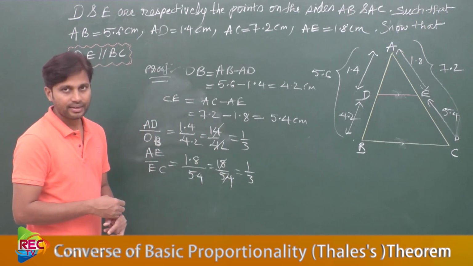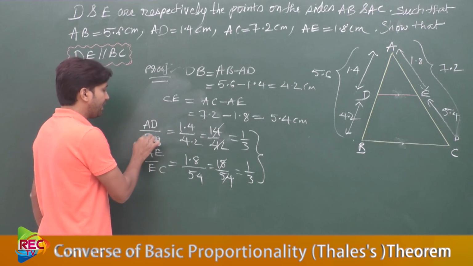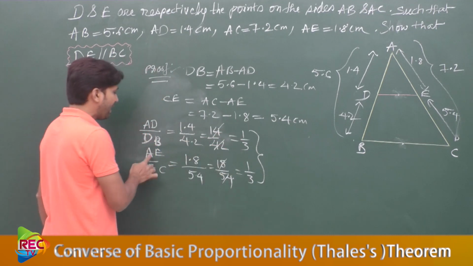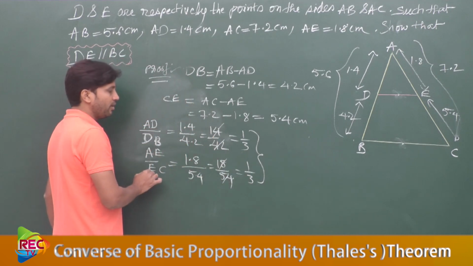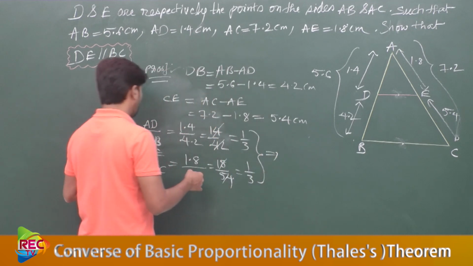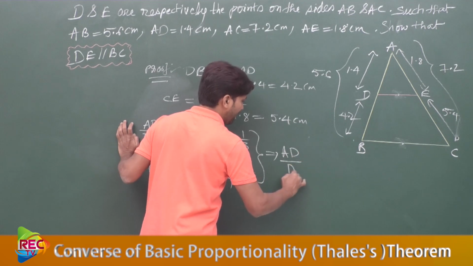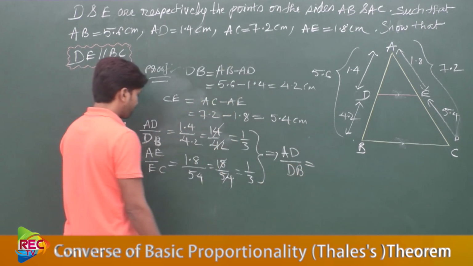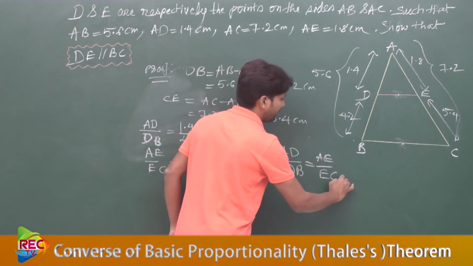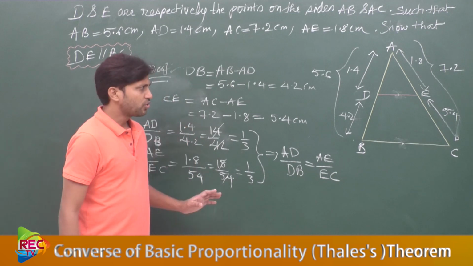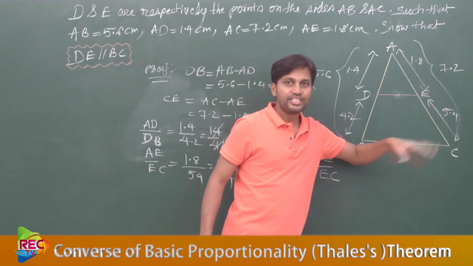What did we obtain here? Combining these two conditions, AD by DB is 1 by 3 and AE by EC is also 1 by 3. That means the values of these two fractions are the same. From this, what can we say? We can say that AD by DB equals AE by EC. So we got the ratio of AD and DB, and AE and EC, the same.